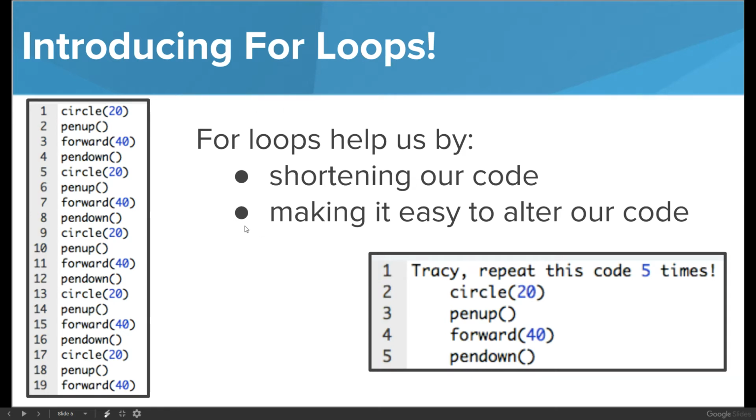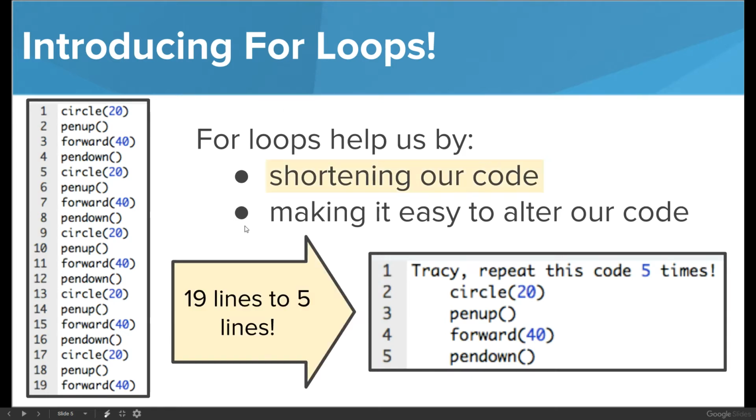There are 2 main benefits of using a for loop. The first thing is it shortens your code. On the left side, I've got 19 lines of code. On the right side, I have only 5. I'd much rather type only 5 lines of code instead of 19. All right, I've cut this down. I've taken out 75% of the original length. That's huge.